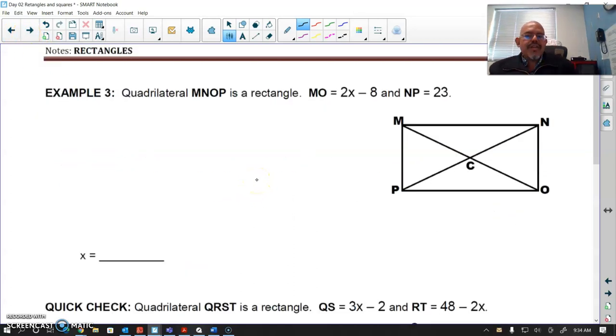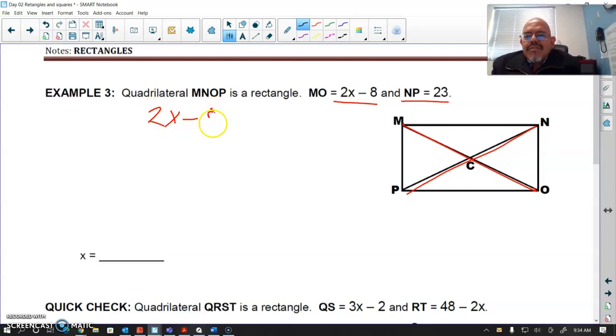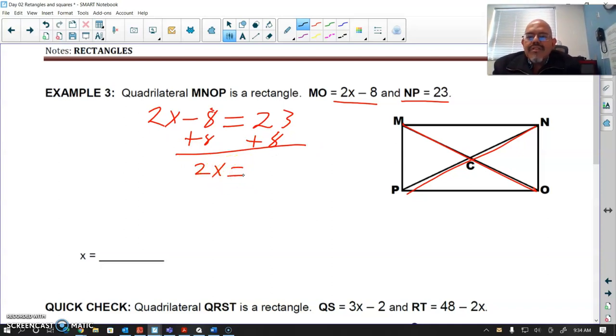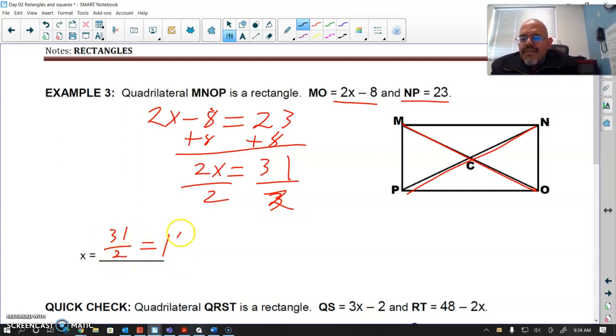Okay, so quadrilateral is a rectangle. MO, which is this diagonal, and NP, which is the other diagonal, are this and this. So this is going to be 2x minus 8, and this is going to be 23. So 2x minus 8 is equal to 23. Going to add 8. Then I have 2x equal to 31. Divided by 2, well, it's 31 and a half, or 15.5. And that's all you have to put. And that's about it for that.